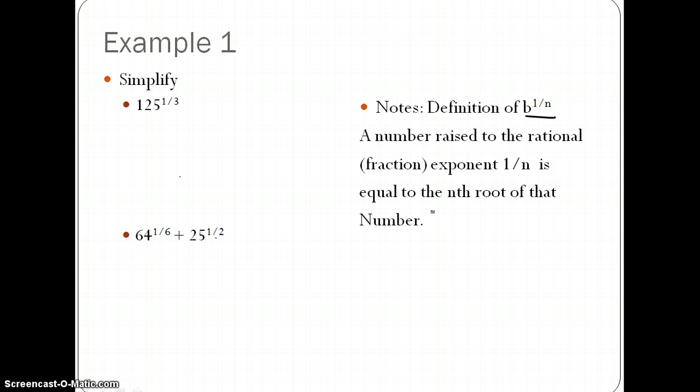So in words, it says a number raised to the rational exponent 1 over n is equal to the nth root of that number. And again, a rational exponent would be a fraction. So in terms of letters, or as a formula, b to the 1 divided by n is equal to the nth root of b. So that means that the denominator of our fractional exponent becomes the index of our radical.